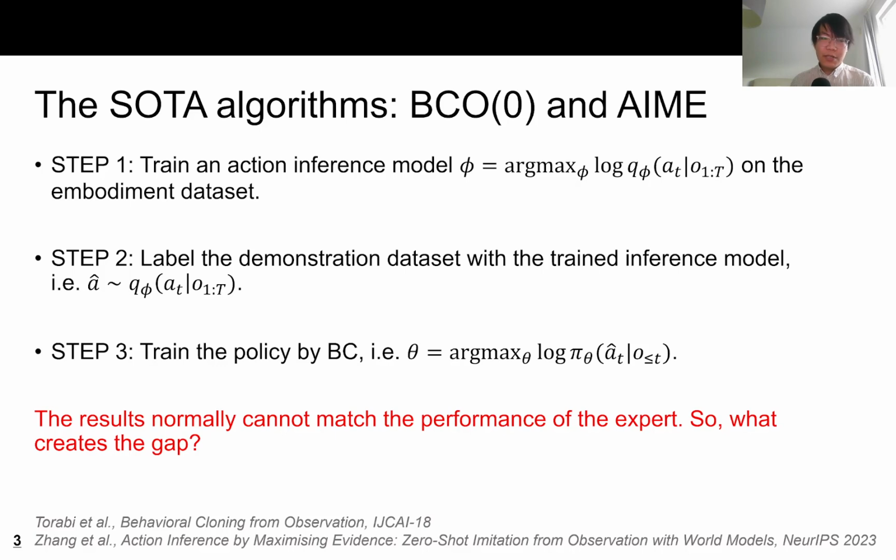Both of the algorithms can generate decent results on certain tasks, but the results normally cannot match the performance of the expert. So there is something missing here. We are trying to answer the question: what actually creates the gap, and how can we solve it with new algorithms?